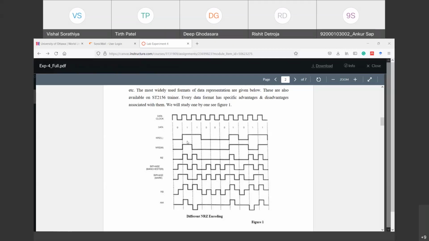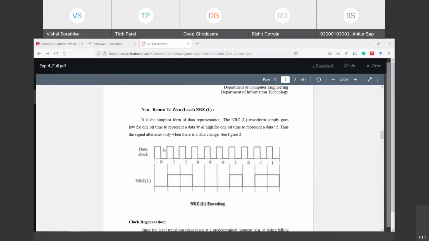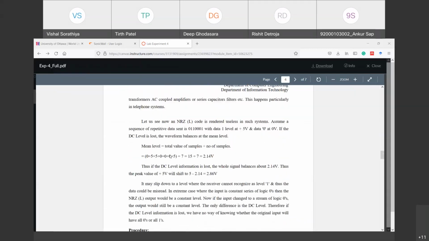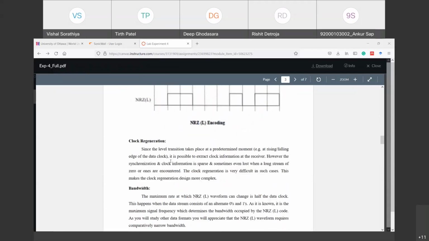For the same data sequence, there are different waveforms in different signaling techniques, and how each waveform is generated is what you need to identify. You need to reach a conclusion by looking at the waveform, or you can search the internet for the meaning of NRZ. The full form is non-return to zero. But what is the meaning of non-return to zero? That description is also available here in many forms.